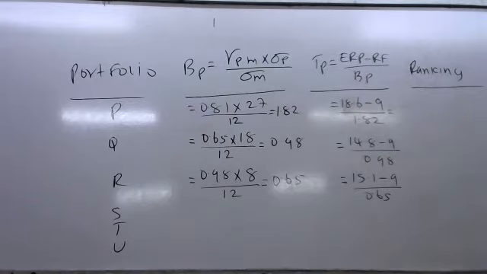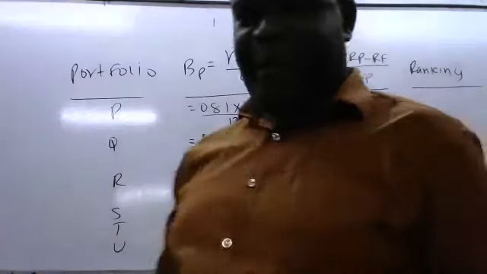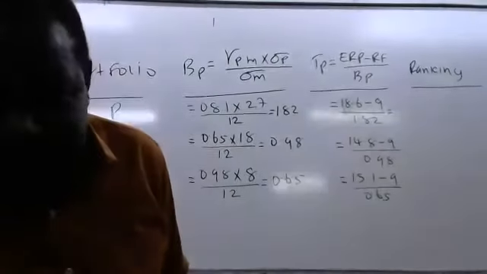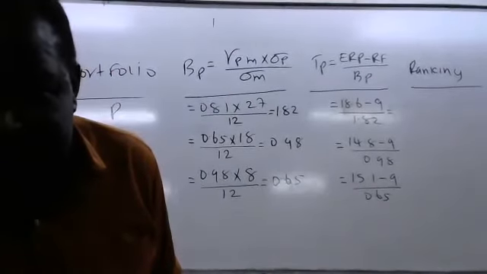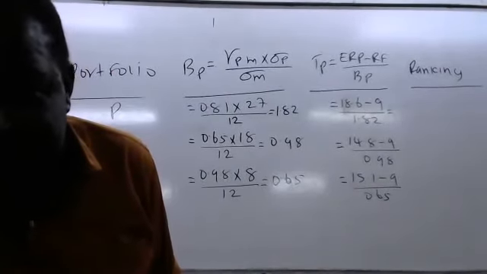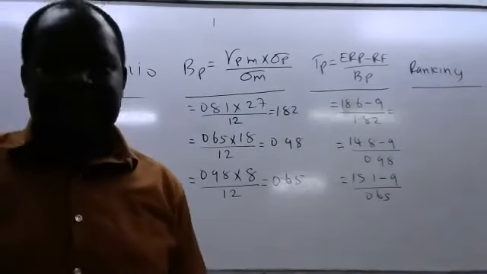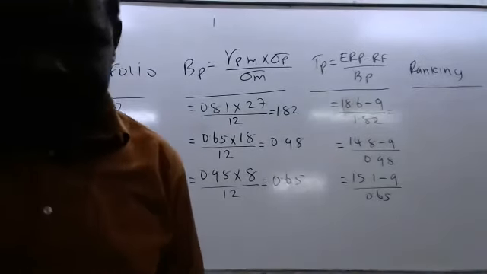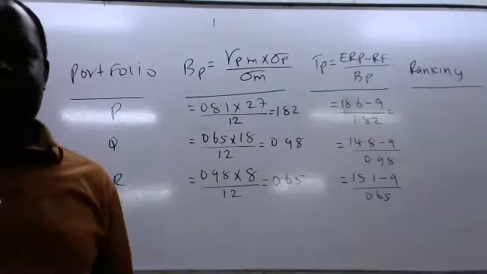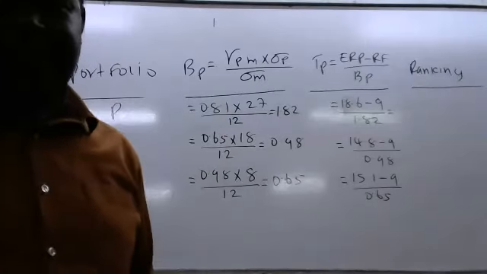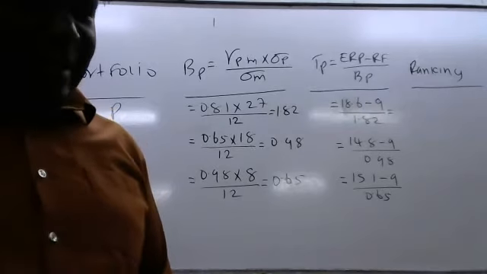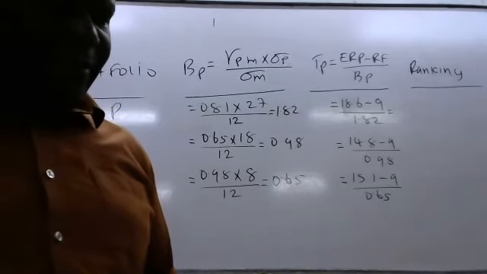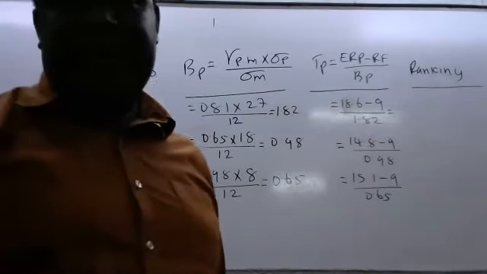So in our ranking, which one is number one? U is number one. Yes. Then number two? Yes. Number two is S. Then now that will give us the next part of the question. You can see part C.